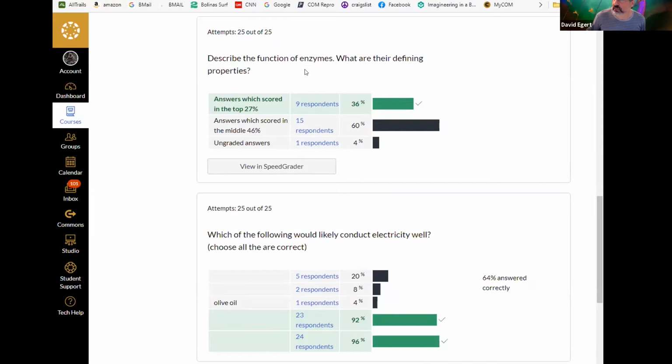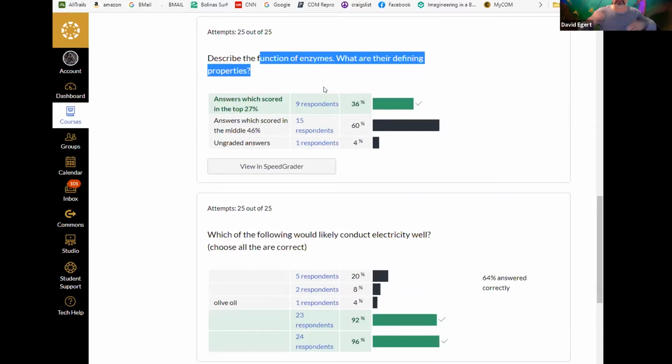Describe the function of enzymes. What are their defining properties? Let's talk about the real essential ones and then other interesting qualities. What are the essential qualities of an enzyme? It's typically a protein, so let's put that as secondary. They're typically made out of protein. It's a catalyst. It's an organic catalyst. And the definition of a catalyst is what? It speeds up a reaction. Speeds up the reaction.